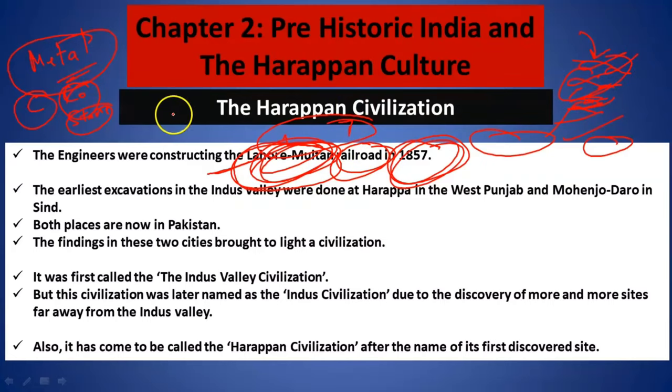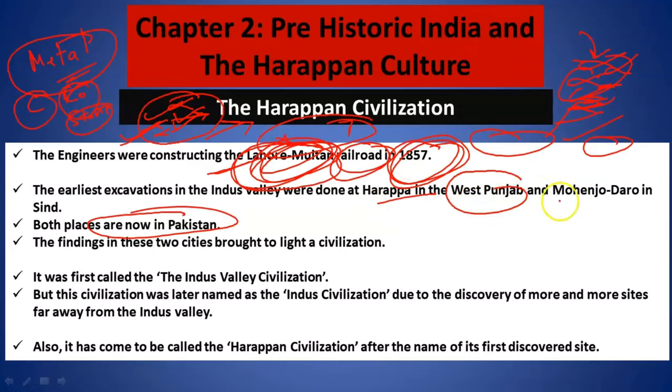Please let me tell you, a lot of this civilization at the Harappan site has been demolished due to this construction. But still, we were able to recover a few things, and through those excavations, we are able to tell about this civilization. Both these places are now in Pakistan. The earliest excavations were done in Harappa in western Punjab, and Mohenjo-daro. These were the two most important cities of this civilization.